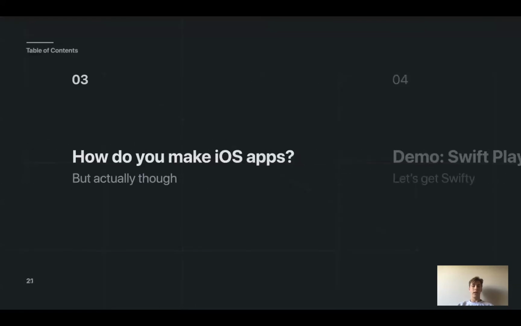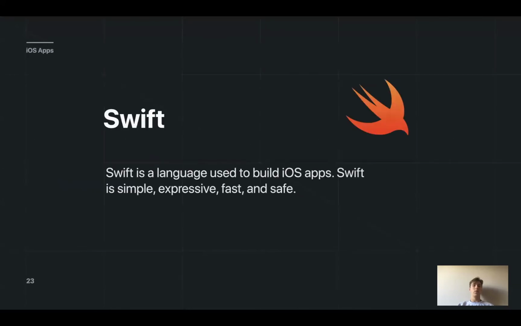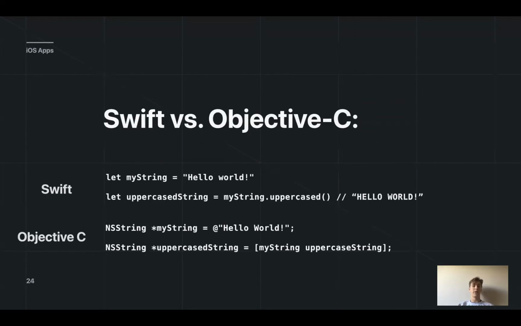logistics. Let's talk about how we actually make iOS apps. So we're going to be using a language called Swift. Swift is an extremely expressive, elegant, simple, and safe language. The other language that is used to develop macOS and iOS apps is called Objective-C, but it is much older than Swift. And this next slide sort of showcases some of its shortcomings.